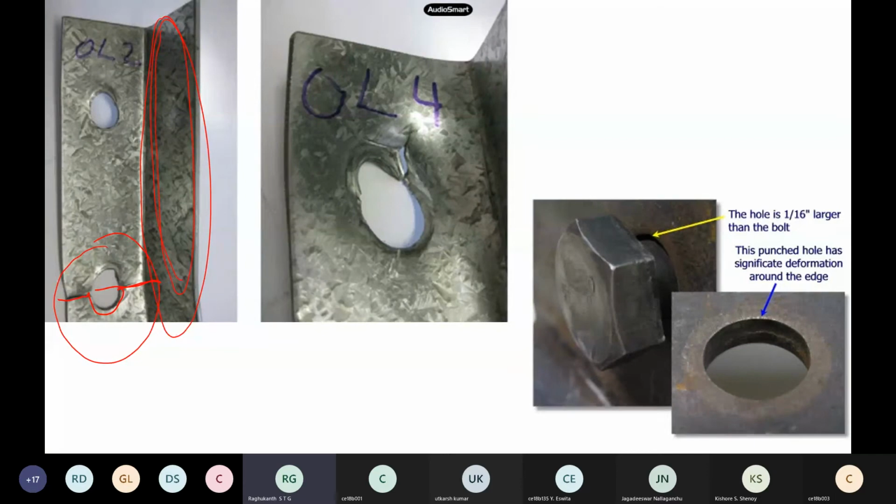Sometimes you will see a variety of failure like this also. This is a very special failure. Net section rupture means the whole portion has to crack. But here only this portion has failed. It has not failed like this. It has failed only near the hole itself. So this is a very special failure we call punched failure. This happens at punched holes.